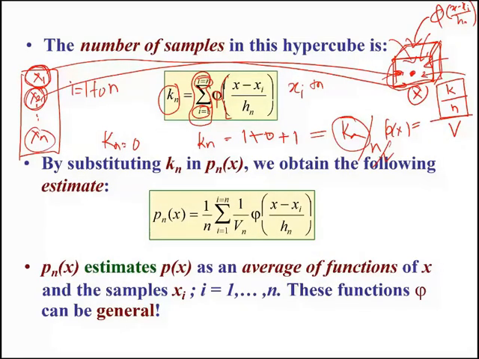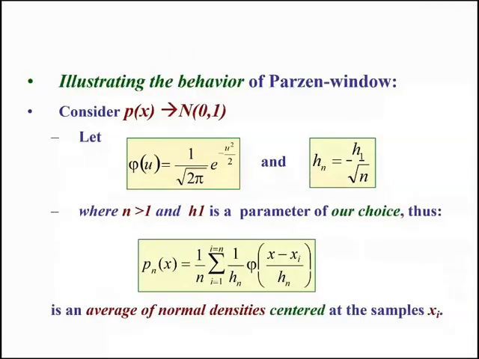Now this kn, I hope you have understood, is counting how many samples are falling in my box. Once I do that, I can find out this Pnx, that is probability of x, by dividing by volume and n. So that we have seen already. So this is the way of using parzen window.